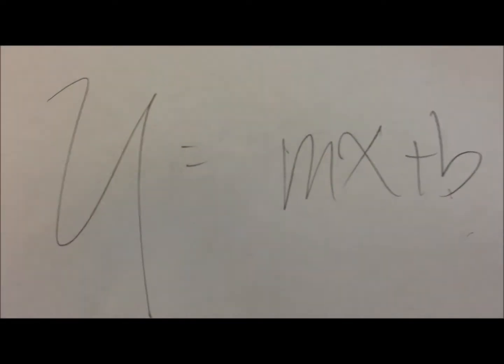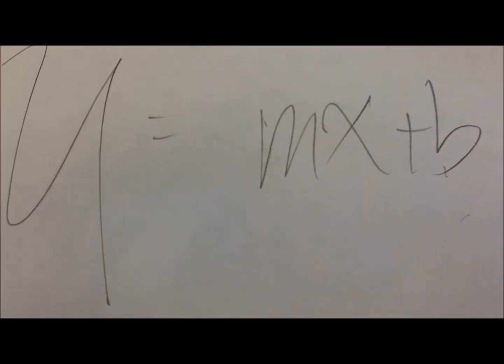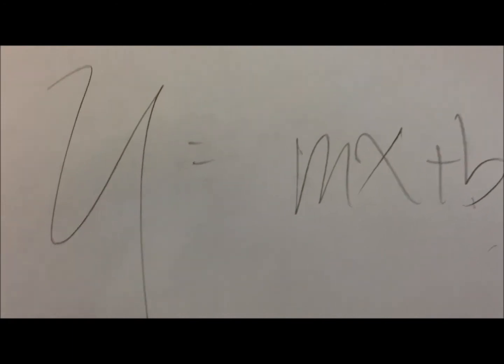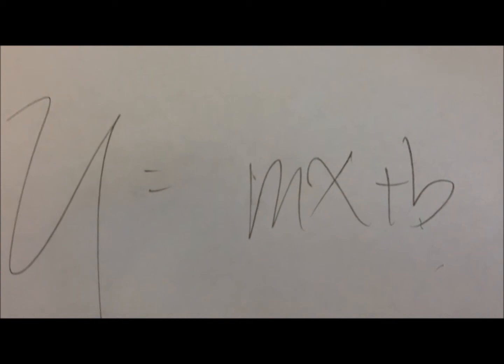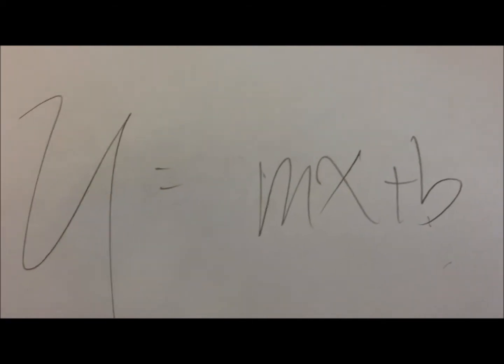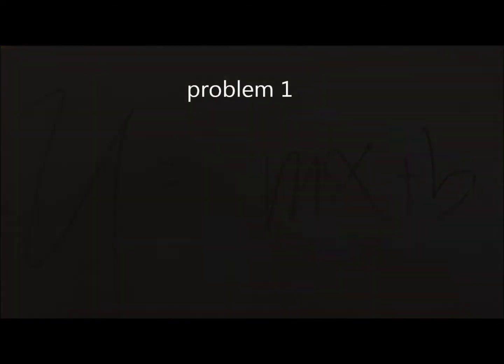y equals mx plus b is the slope-intercept form of a linear equation, where m is the slope, also known as the value of rise over run, and b is the y-intercept. Now let's look at some examples of how to graph them.